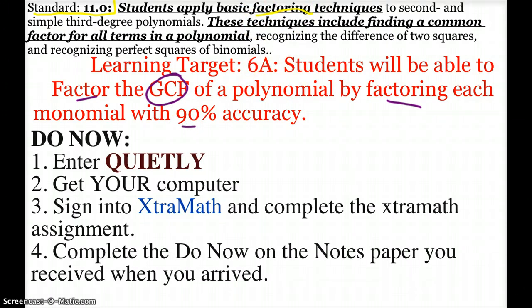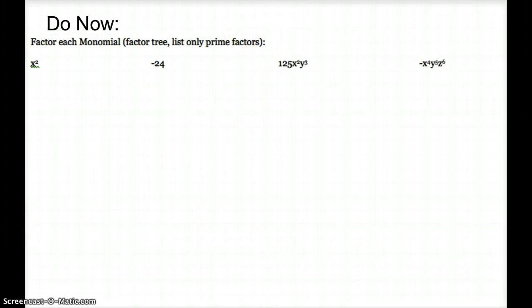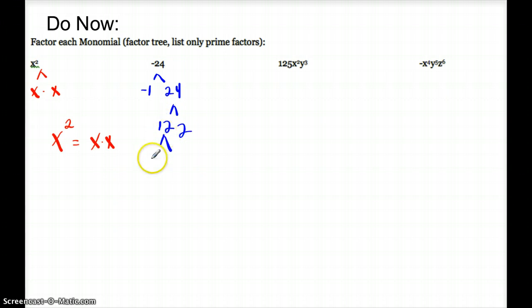Okay, so teacher do now. All I want you to do is factor. A factor tree lists only prime factors. For example, x squared can be broken down into x times x. That's it. Pretty basic. Negative 24 can be broken down. Whenever there's a negative number, you must always take out a negative 1. And then 24 can be 12 and 2, and 12 can be 3 and 4, and 4 can be 2 and 2.